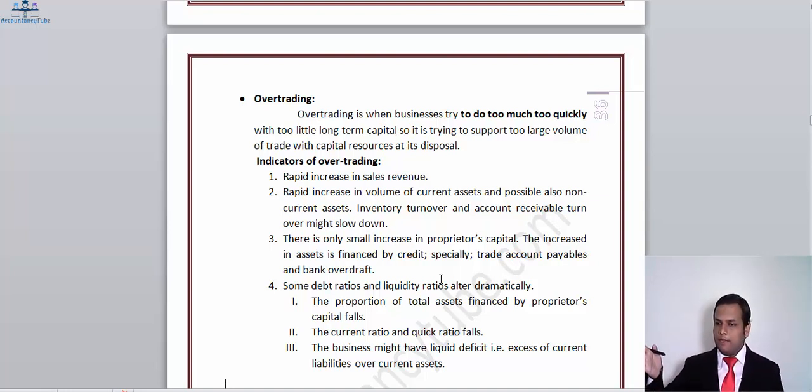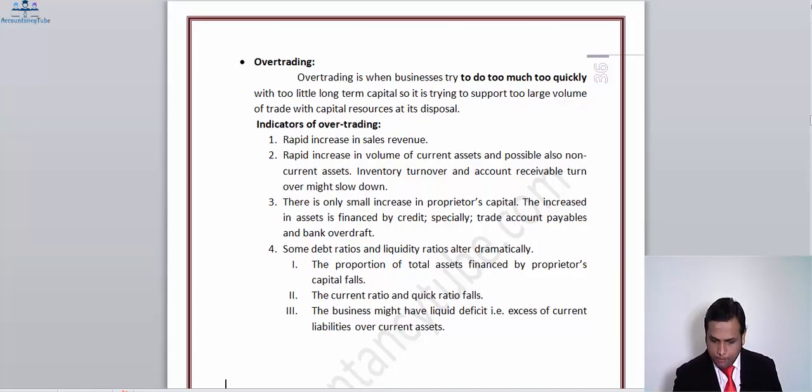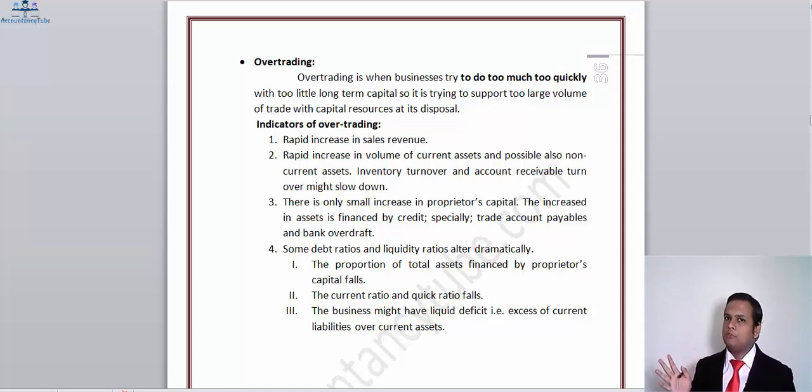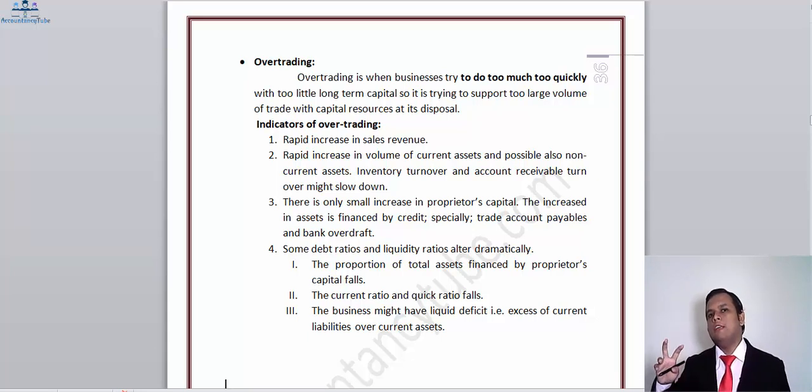What happens over here is that their debt to equity ratio starts to get disturbed, and as a result, more of their capital financing is via debt rather than equity. In this case, they rely heavily on obtaining credit from the bank and from the suppliers, with an extended credit period from the suppliers. Then debt ratios or liquidity ratios alter dramatically. The proportion of total assets financed by proprietor's capital falls, as I just told you, and most of the capital invested to fund the operation will be from debt rather than equity. The current ratio and quick ratio fall. We already know what current ratio and quick ratio are. They start to fall, which means that current liabilities start to increase.